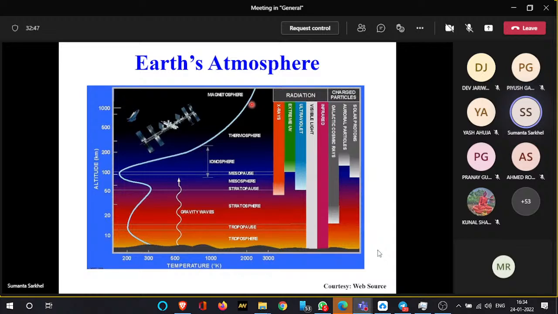All right? Any questions so far? Any questions related to troposphere, stratosphere, thermosphere, and so on? Beyond the thermosphere, there will be the exosphere, and the density is very, very low. Any questions?